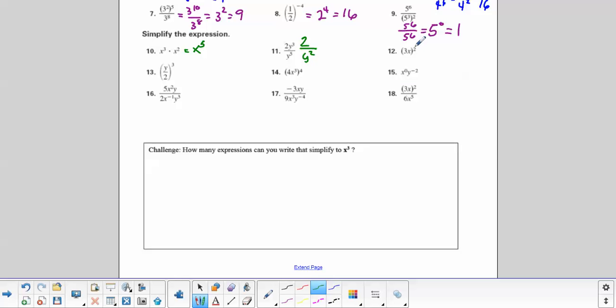For problem 12, distribute the squared to each of these, so you'll get 3 squared x squared. And 3 squared is 3 times 3, which is 9, so 9x squared.